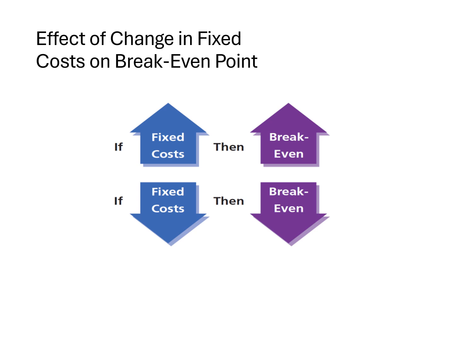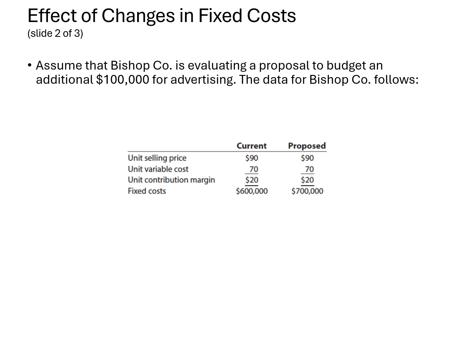Here's a visual on the effect of change in fixed costs on break-even point. If fixed costs increase, then break-even also increases. If fixed costs decrease, then break-even decreases. Assume that Bishop Company is evaluating a proposal to budget an additional $100,000 for advertising. The data for Bishop Company is as follows. They have a unit selling price, which stays the same under the current and the proposal, and a unit variable cost that also stays the same. That gives them a unit contribution margin that's the same. Fixed cost is proposed to go up from $600,000 up to $700,000.